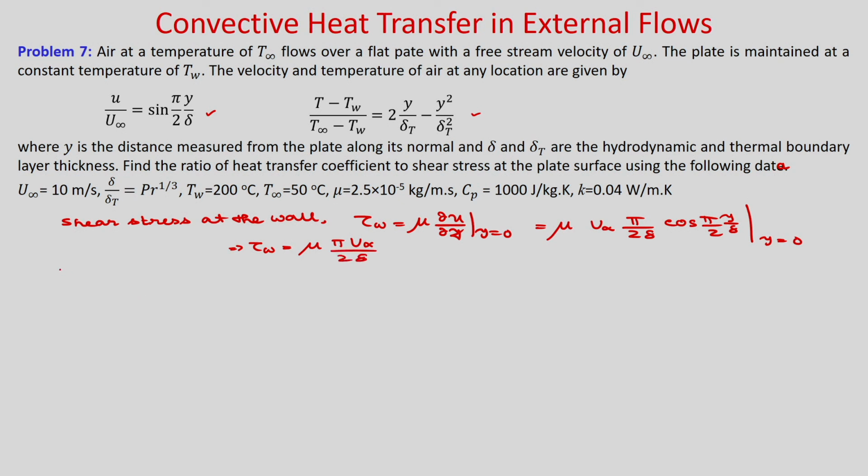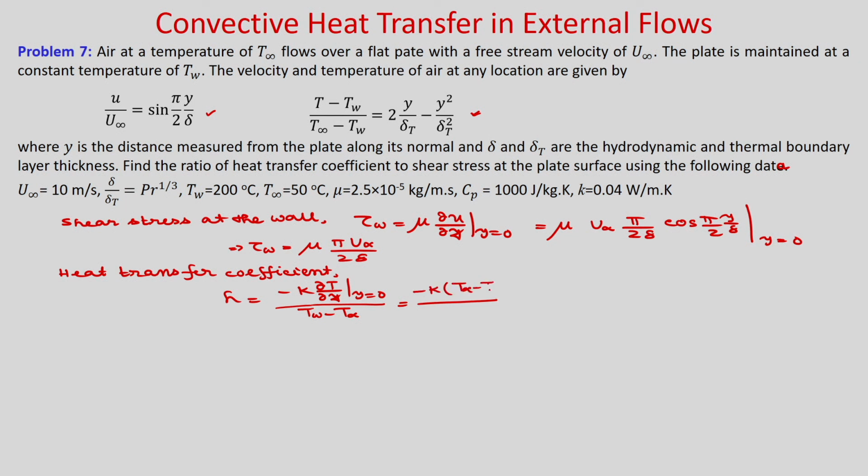Okay. Now, heat transfer coefficient you can calculate as h is equal to minus k del T by del y at y is equal to 0 divided by T w minus T infinity. Okay. So, this is the temperature distribution. If you calculate del T by del y at y is equal to 0, then you will get minus k, T infinity minus T w divided by T w minus T infinity.